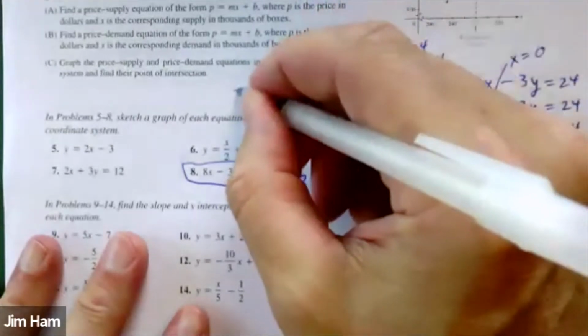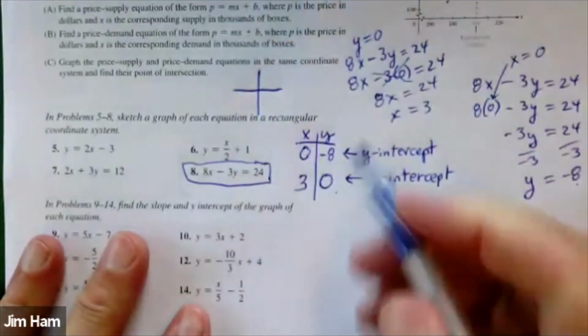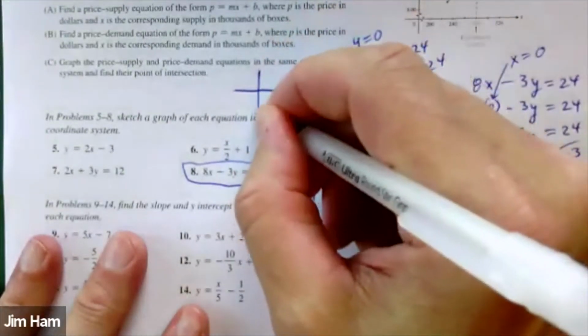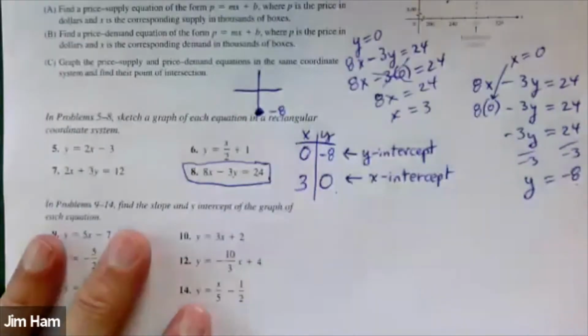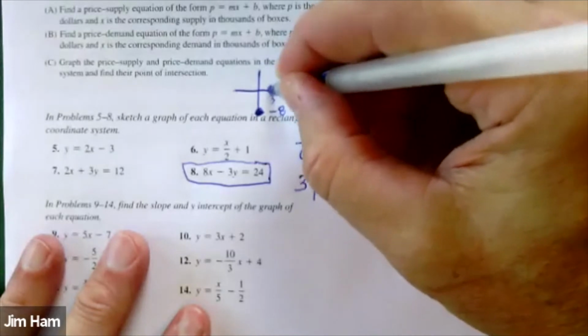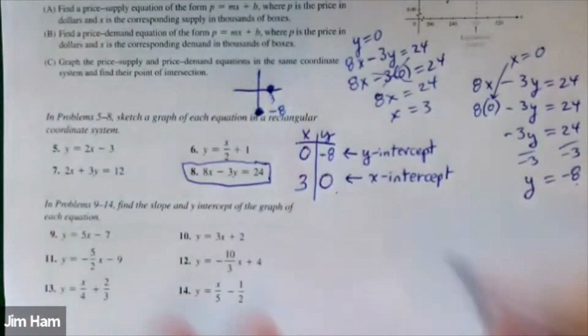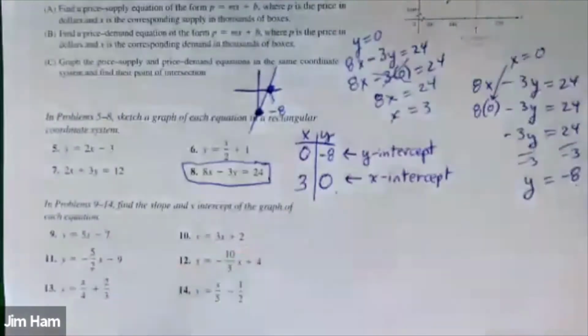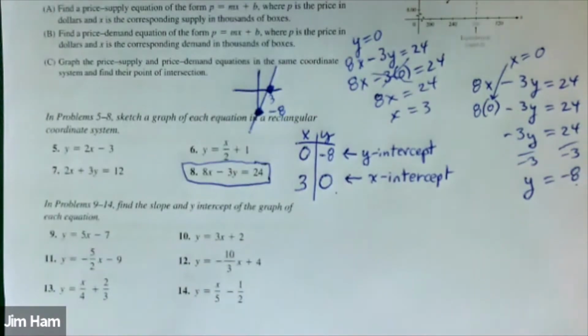So here's what the graph looks like. 0, negative 8, I'm just going to put it right here, say that that's negative 8, and then 3, 0, just going to put a 3 there, 3, 0, and then connect them together. And that's how you graph a line.